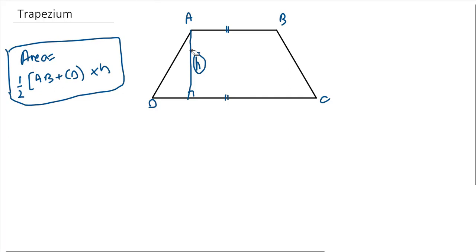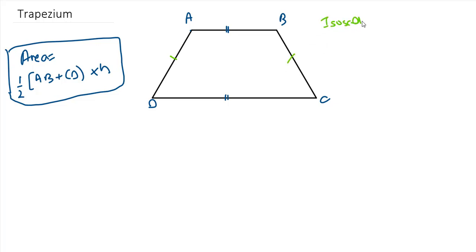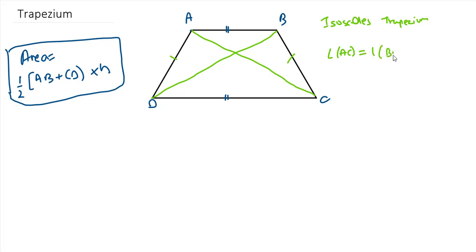Now, if the length of the non-parallel sides, which are these two sides, are equal, if length of AD is equal to BC, then such a trapezium is called an isosceles trapezium. In case of an isosceles trapezium, the length of the diagonals will be equal. So length AC will be equal to length BD.